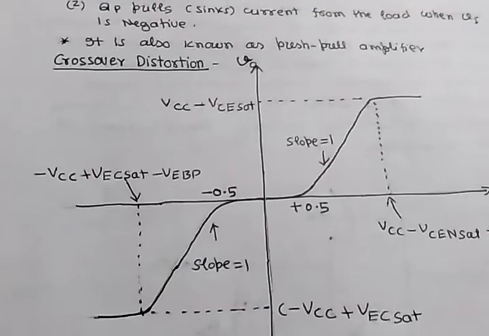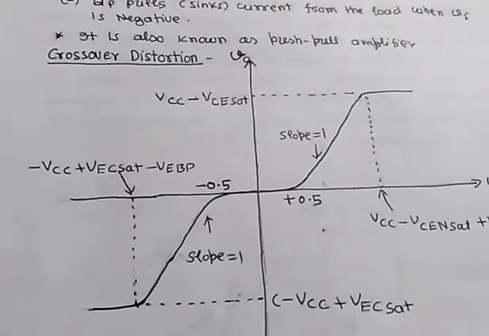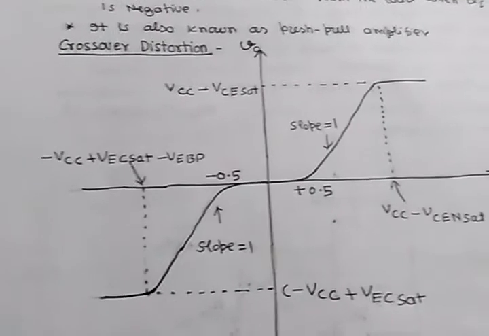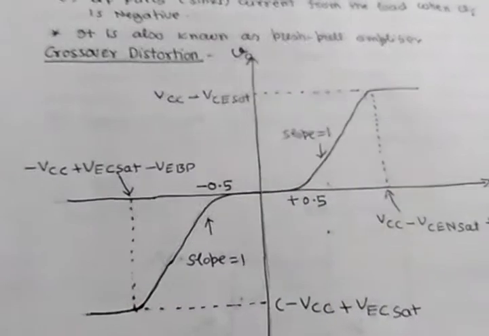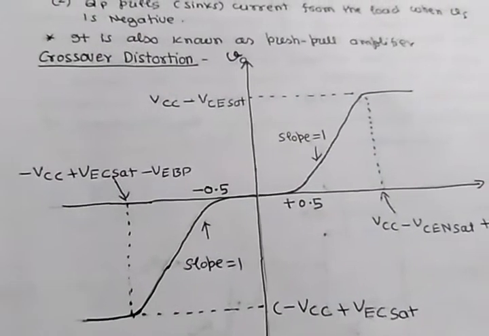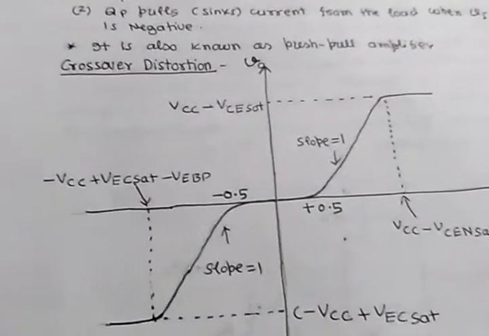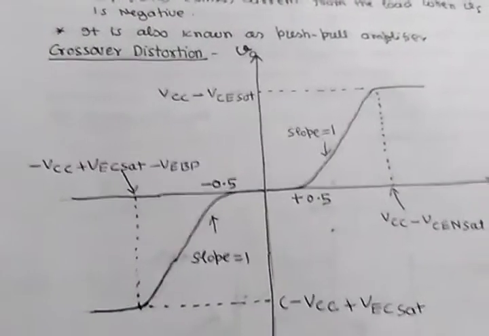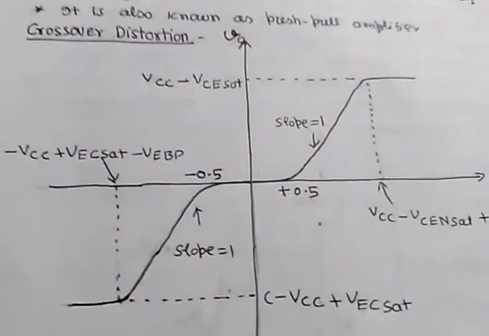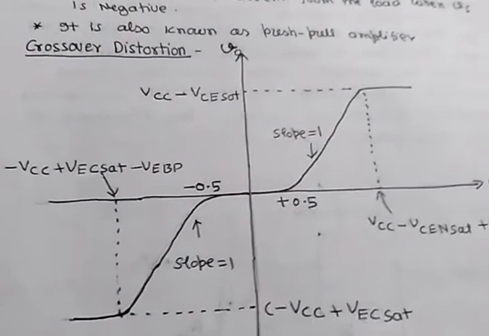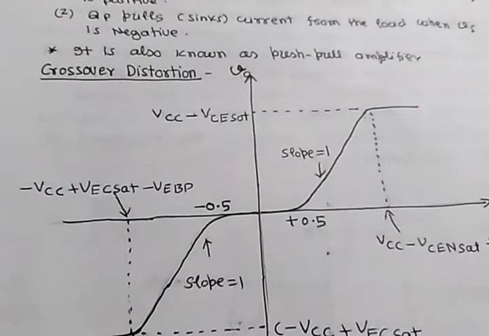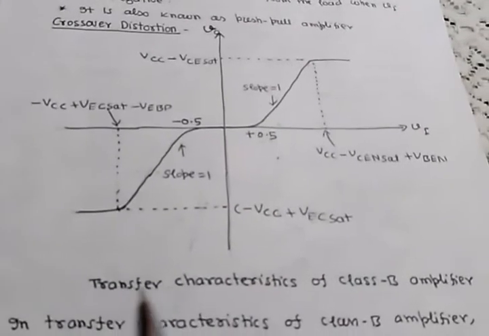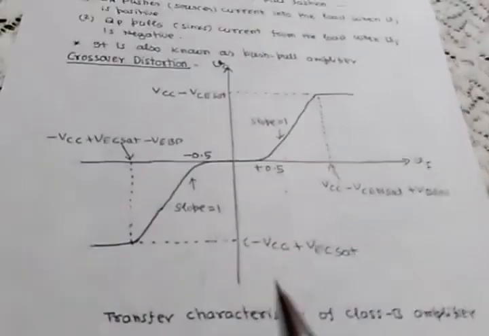In a class B amplifier, when the input signal is 0, the transistor works in the cutoff region. No current conduction takes place when the input signal is 0. Means in the absence of input signal, power dissipation is minimum. This is the reason the efficiency of the class B amplifier is high, and it is about 78.5% maximum. This figure shows the transfer characteristics of the class B amplifier.